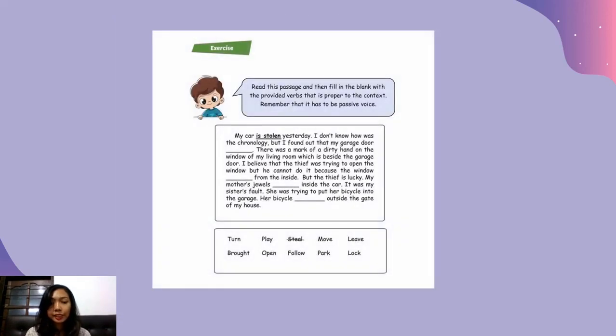The next activity is filling the blank of a passage. In this activity, the students have to fill the blank with verbs that have been provided under the passage. However, in this exercise, the students have to transform the verb into past participle and add the auxiliary. The objective of this exercise is that the students are able to make passive voice sentences.